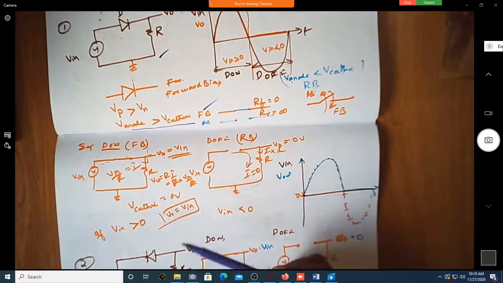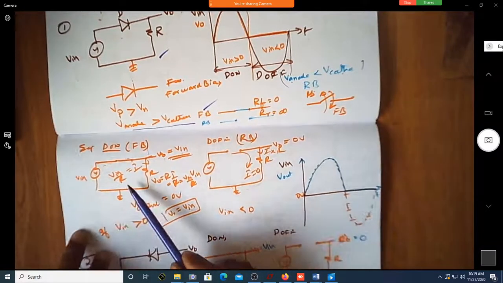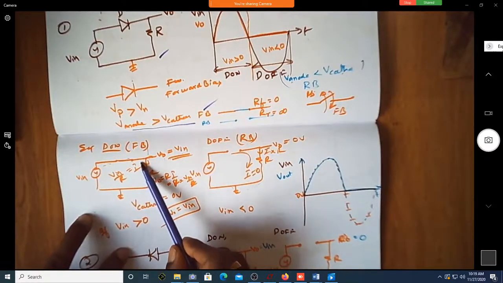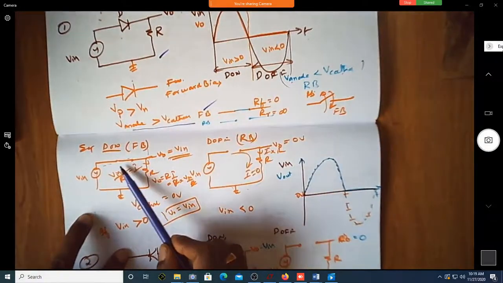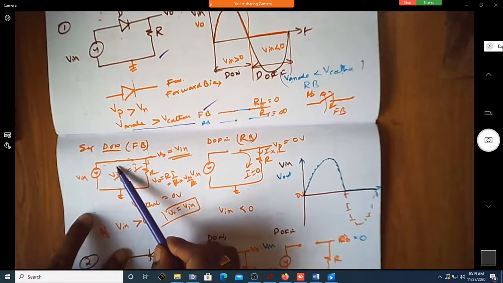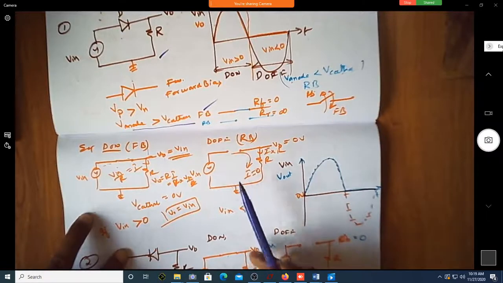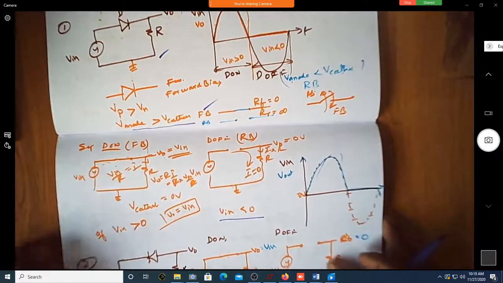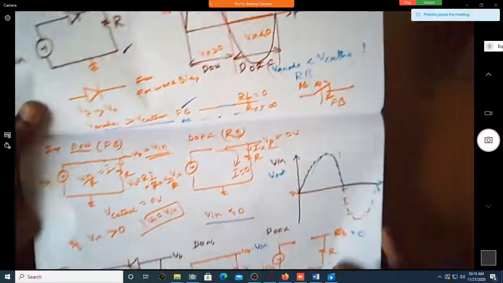And then the last and most important one: we need to find out when each of these is possible. Since the voltage at the cathode is at 0, for any voltage above 0 this is the valid circuit. This other circuit is valid when the input voltage is less than 0. Then we could write this. Is that fine? Yes, sir.